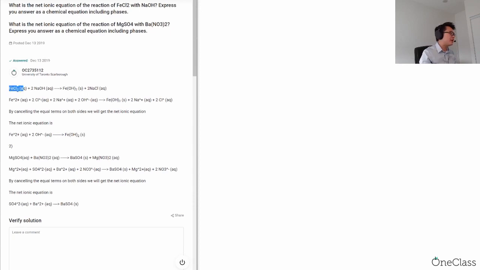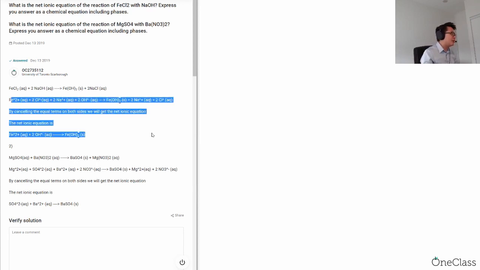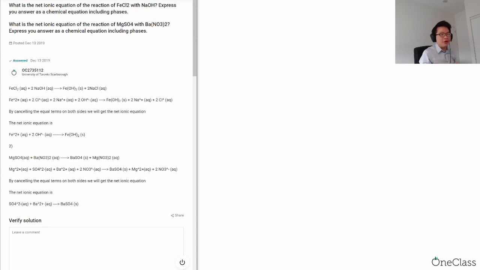So let's look at the solution over here. We have iron chloride solution plus sodium hydroxide solution, and then we form iron hydroxide and also sodium chloride. Then we can write a net ionic equation by just writing down all the ions, and we know the net ionic equation over here. It looks a little bit complicated, but let's go through it step by step.